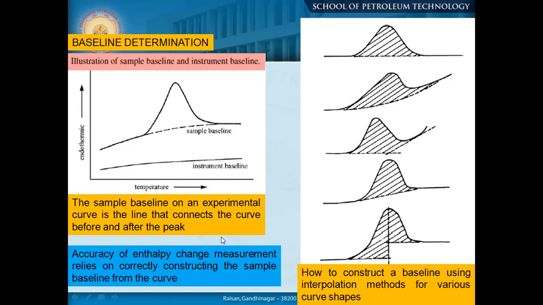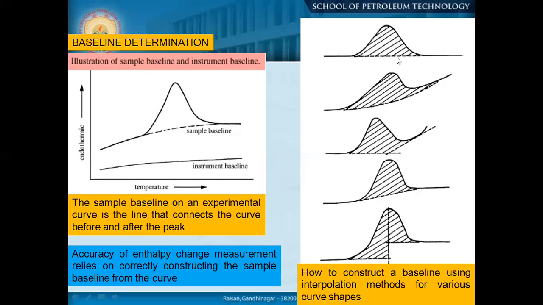The accuracy of the enthalpy change measurement relies on correctly constructing the sample baseline from the curve. This is very important. When only the instrument is heated to a specific temperature or specific heating rate, you get the instrument baseline. But when you are doing the analysis, you see a slight change. That may be due to many reasons. You may not have cleaned properly, you didn't clean up the earlier study, and your earlier samples may still be inside.